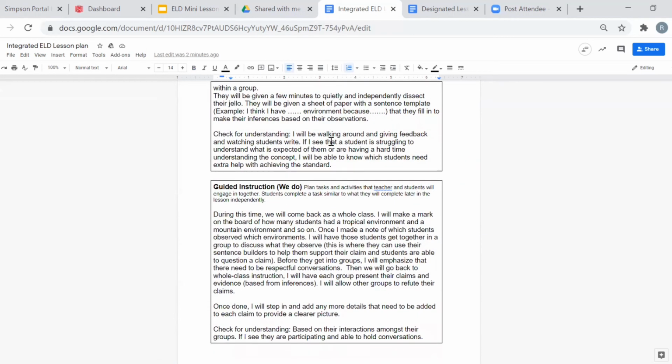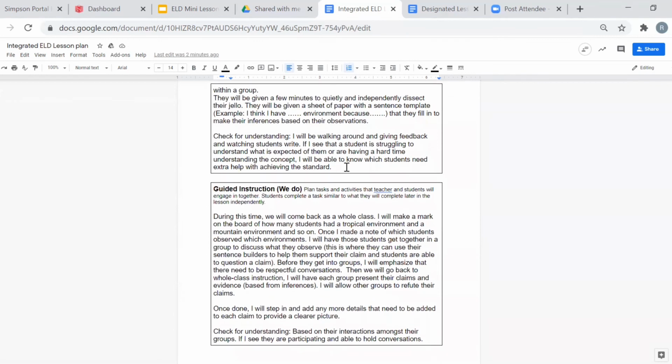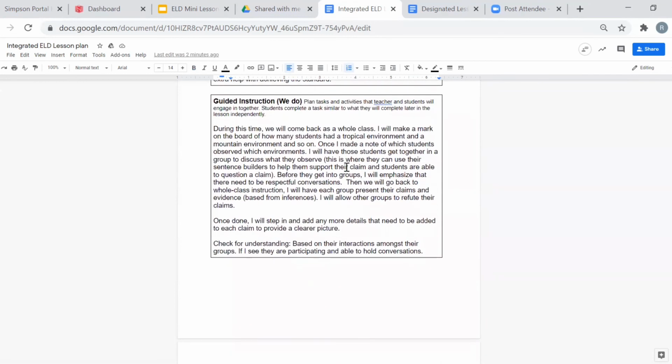and watch students write. If I see that a student is struggling to understand what is expected of them or having a hard time to understand the concept, I'll be able to know which student needs extra help with achieving the standard. For the we do, this is where we all come back together as a class. During this time, we'll come back as a whole class and we'll make a mark on the board of how many students had a tropical environment and a mountain environment and so on.